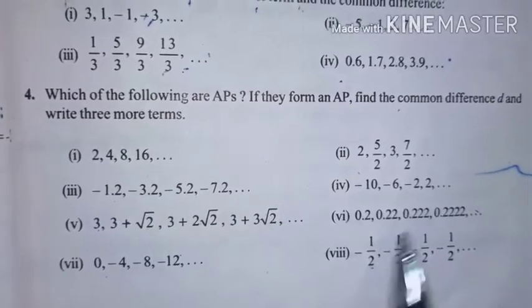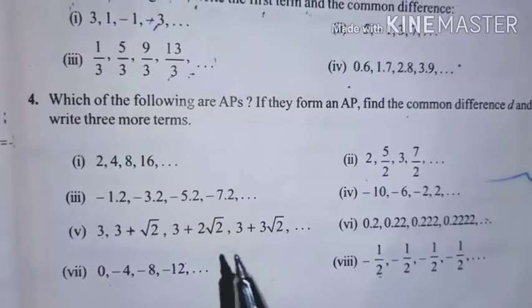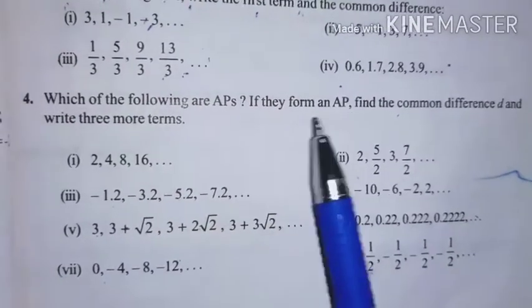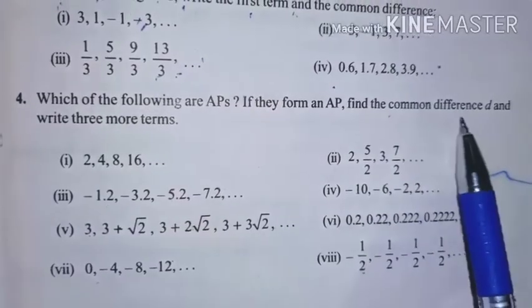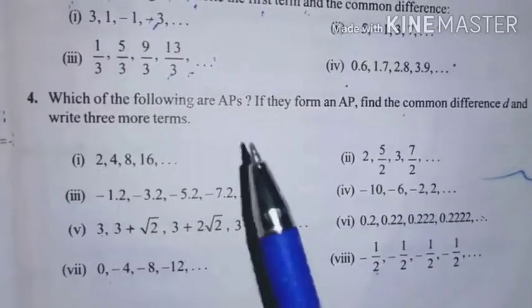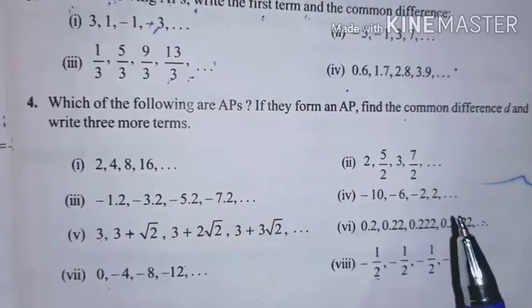Yes beta, in this question there are many parts and we have to check which one is AP and which one is not AP. If they form an AP, then find the common difference in that case and write 3 more terms. The next 3 terms we have to write in the part which is AP beta.